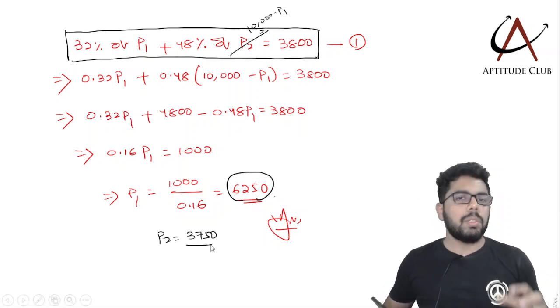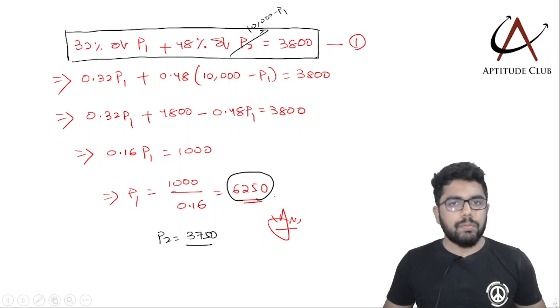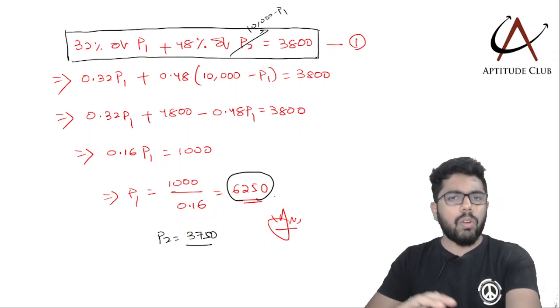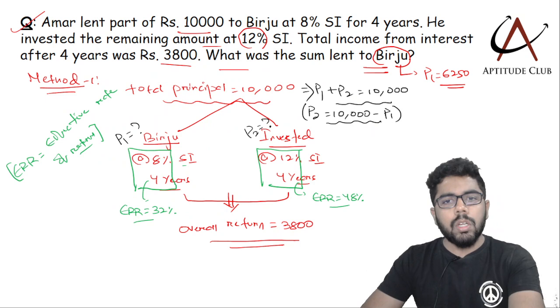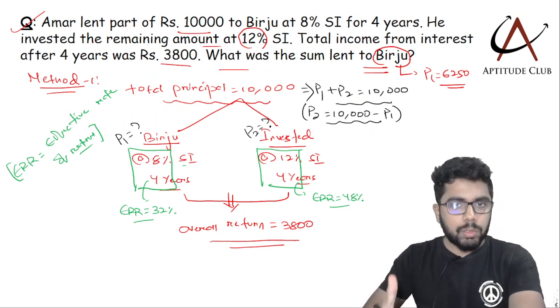We don't need to calculate P2. All we need is P1. So this is the normal method of solving, and a lot of people would do it in this way also, nothing wrong. But there's a much easier and faster way to do this as well.